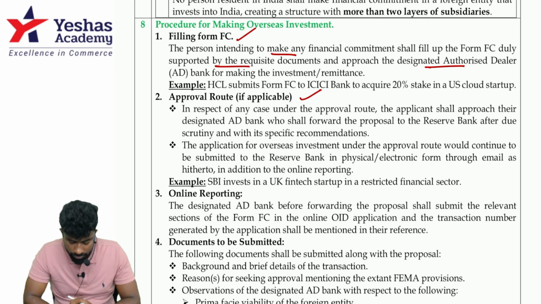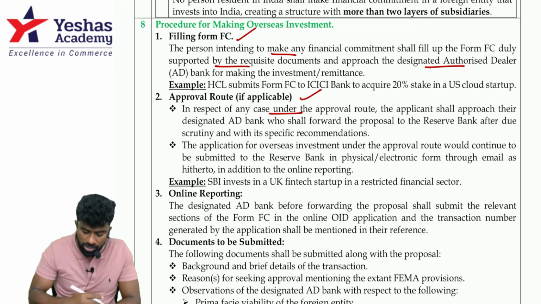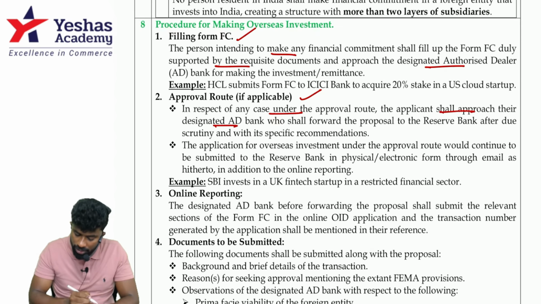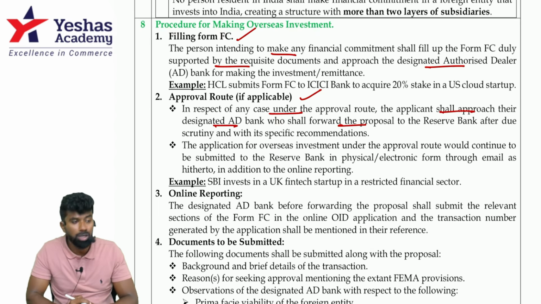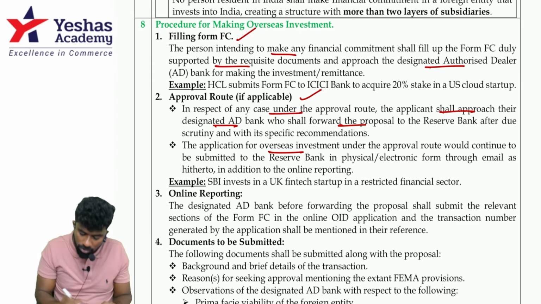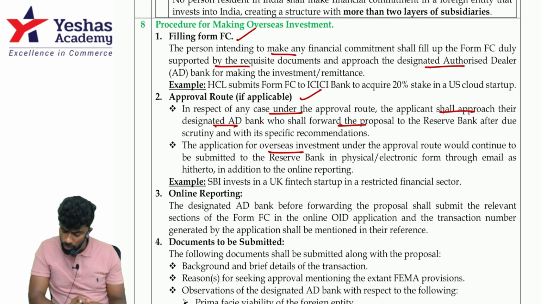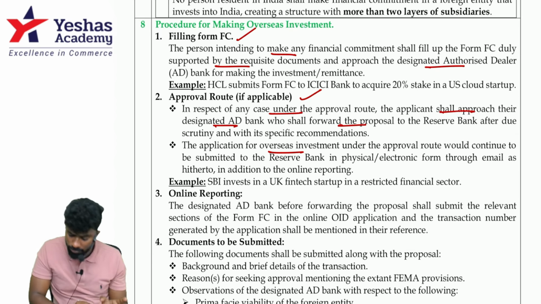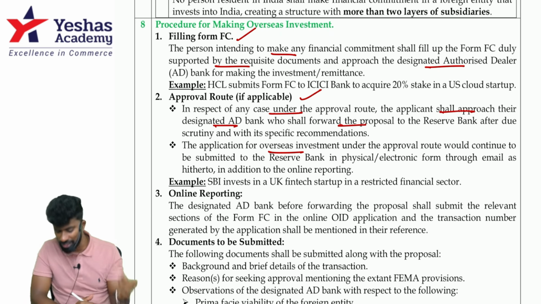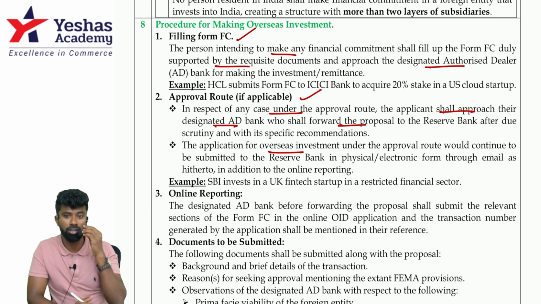Regular what route? In respect of any case under the approval route, the applicant shall approach their designated AD, who shall forward the proposal to whom? The AD will verify your documents and send it to whom? RBI for what? Approval. The applications for overseas investment under the approval route would continue to be submitted to whom? Reserve Bank. What bank? In what form? Either in the physical form or in the what form? Electronic form.